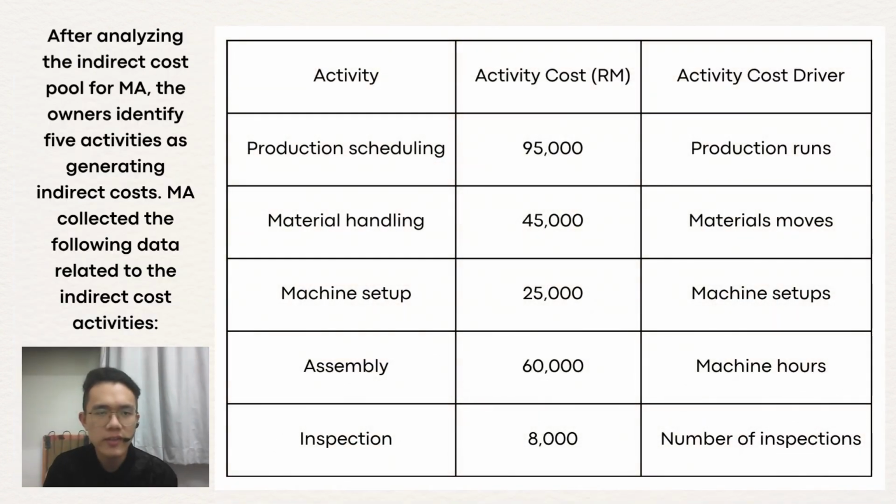After analyzing the indirect cost pool for MA, the owners identify 5 activities as generating indirect costs. MA collected the following data related to the indirect cost activity as below. So from the table, we can see that the 5 activities related to the indirect costs, such as production scheduling, material handling, machine setup, assembly, and inspection, are given with their own activity cost and also their activity cost driver.